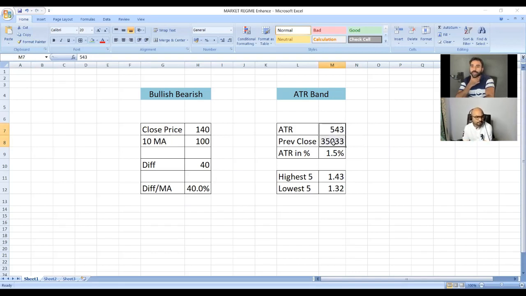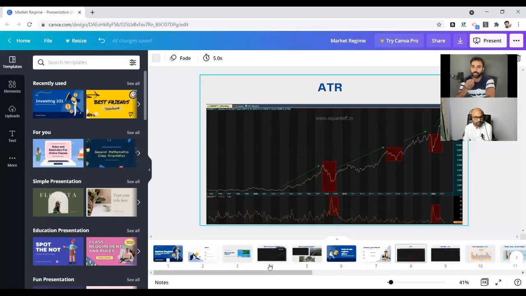Say, for example, Bank Nifty is trading at around 35,000 levels, and ATR is around 543. Compare this ATR with the previous close. My ATR is 543, and the previous day's close is 35,000. If I do it on a percentage basis, it is going to be 1.5%. So my ATR percentage is 1.5. Always use the ATR on a percentage basis. That is going to give you a clear picture of which kind of regime we are in.